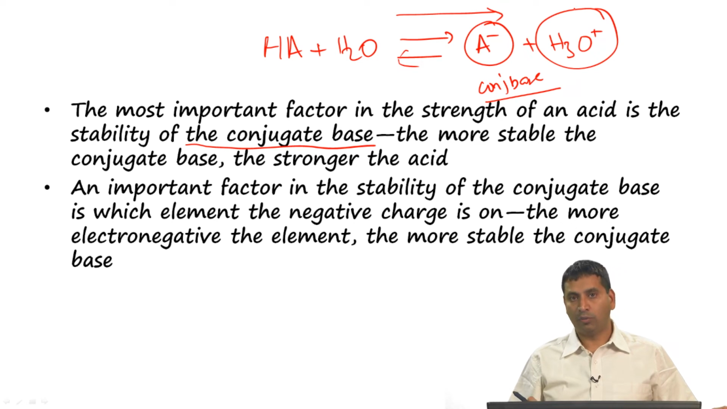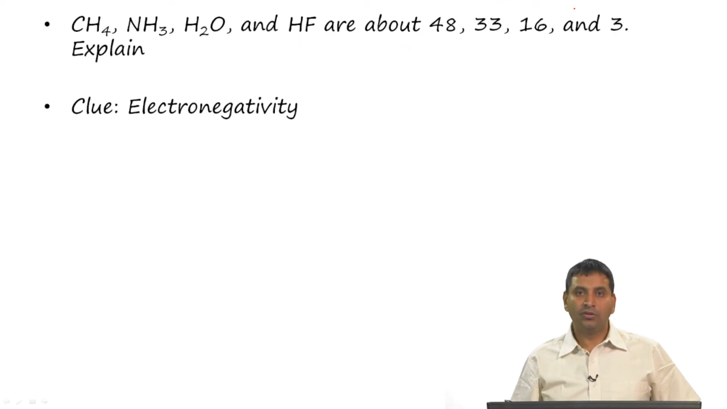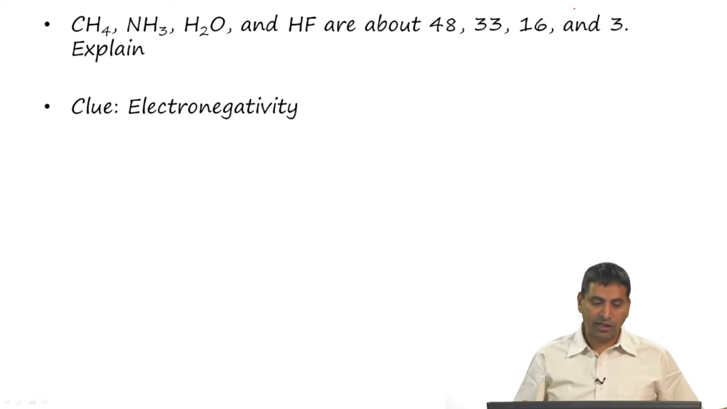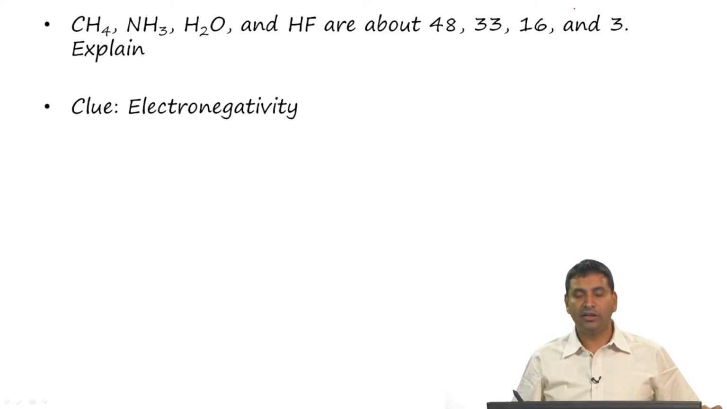Another important factor in determining the stability of the conjugate base is the element on which the negative charge is on. Okay? So, the more electronegative the atom or the element, the more stable the conjugate base. Now, we shall look at some examples and see how we can explain the trends in pKa. So, let us look at these numbers: CH4, NH3, H2O and HF.